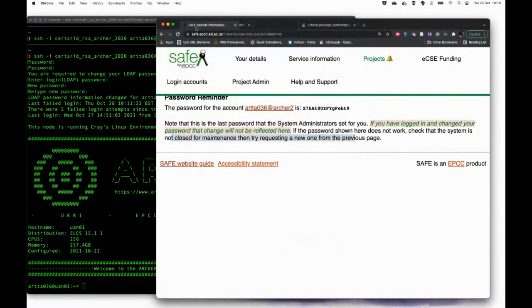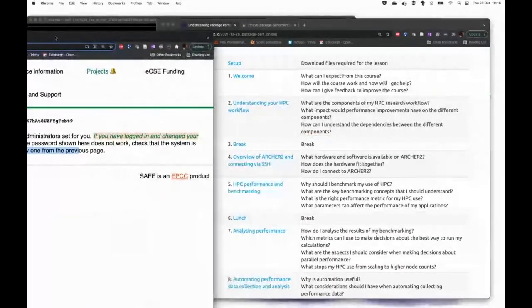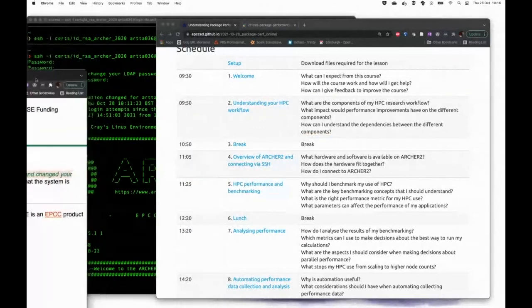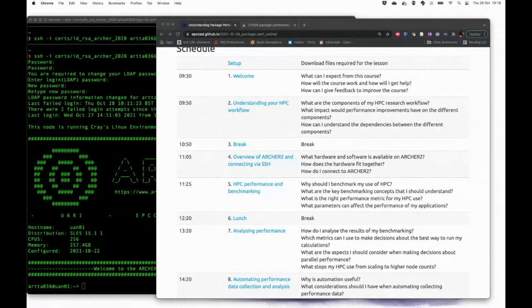Let me get rid of this from here, so that people can't see. Oops, I should be able to move that away. Come on. Ah, there we go. Got it.